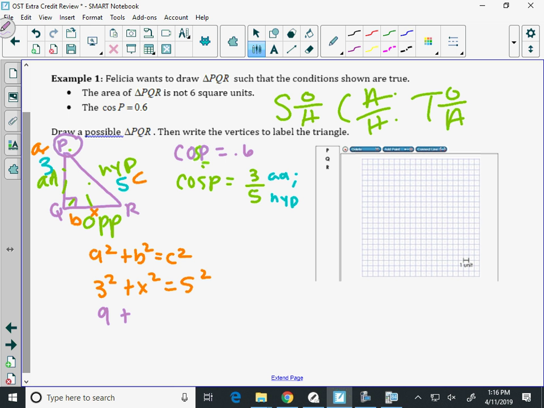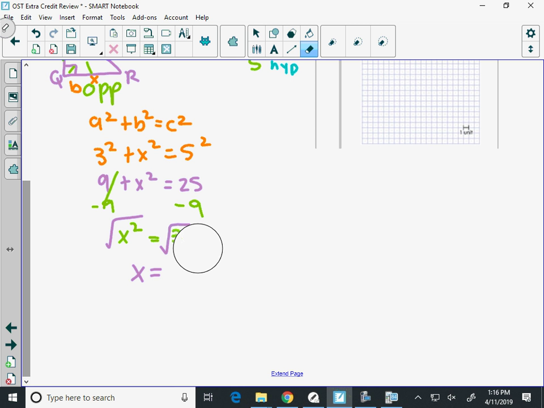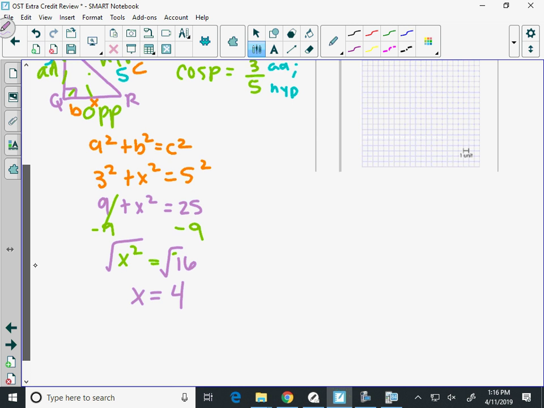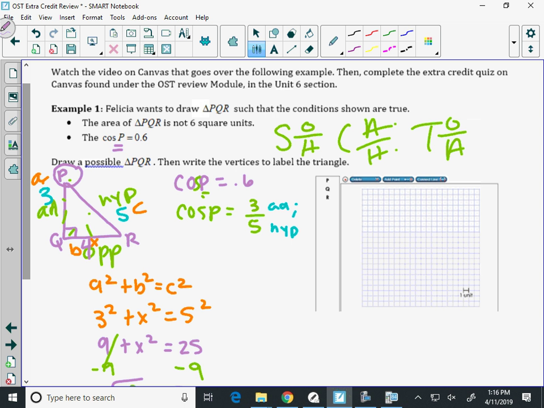3 squared is 9. 5 squared is 25. Move the 9 over. So we get x squared is equal to 25 minus 9, which is 36. Square root both sides to get x by itself. Oh, sorry. 25 minus 9 is not 36, it's 16. Square root of 16 is 4. So then I know my opposite is 4. So I figured out that criteria, because when we find the cosine of P, it's going to be 3/5. It's going to be 0.6. Okay, so we fit that criteria.